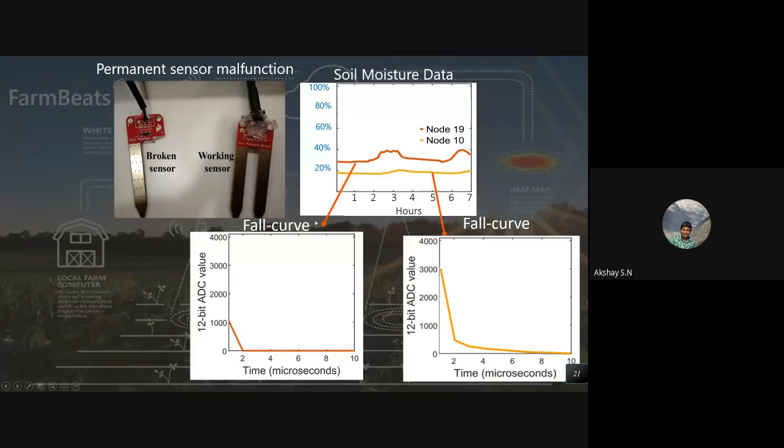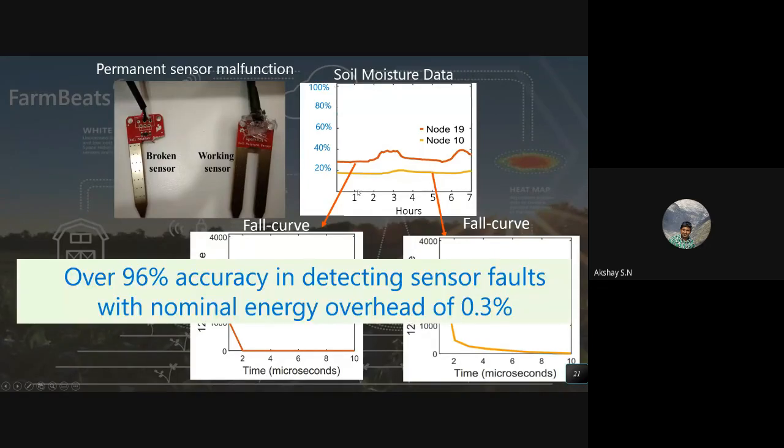Otherwise, you have to send a person to the farm to figure out whether the sensor is broken or not, right? And basically, our system has over 96% accuracy based on extensive evaluation in detecting sensor faults, and we can detect the sensor faults with very minimal energy overhead, which means, as I said, we are collecting this fault curve after turning down the sensor, right? Which means we are not consuming any power apart from just reading sensor data. So the energy overhead is very minimal.